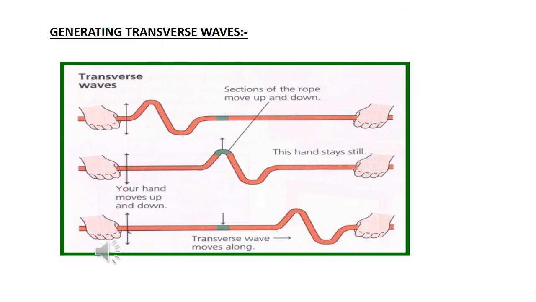Okay, so let's have a look at the generation of the transverse wave. For the transverse wave, the hands are present on both sides, and from left to right, the man is moving his hand up and down. Due to that, the section of the rope is moving up and down, and the other hand, the right hand, is still. But when he is moving the rope or the string, what is actually happening? The string is moving up and down. Due to that, the waves are generated, and such types of waves are called transverse waves.